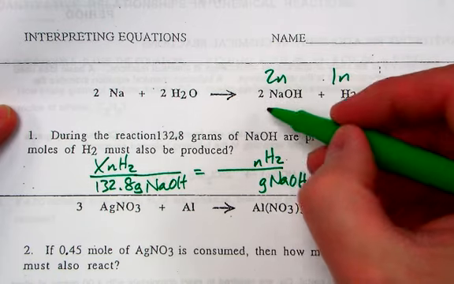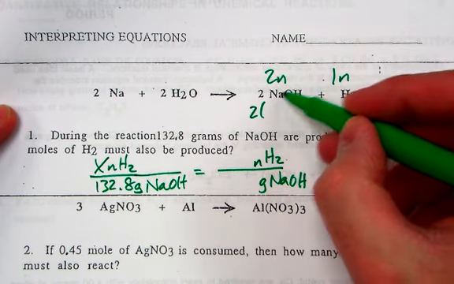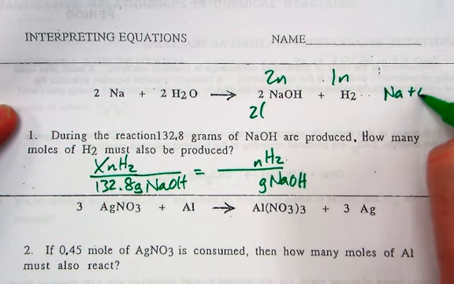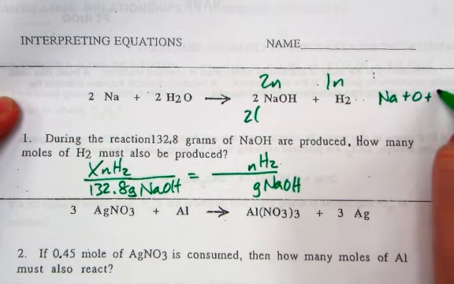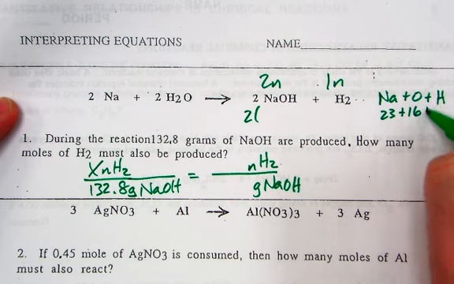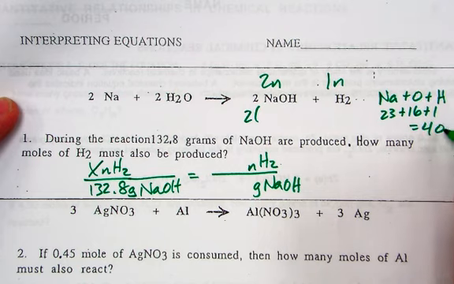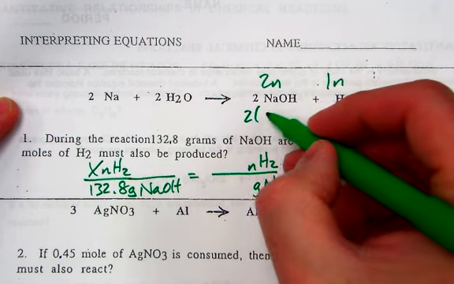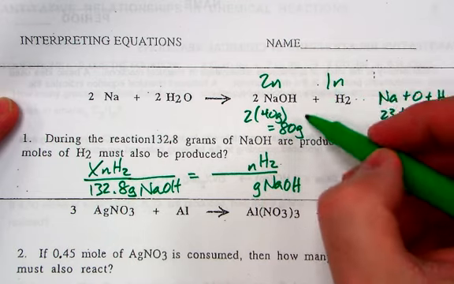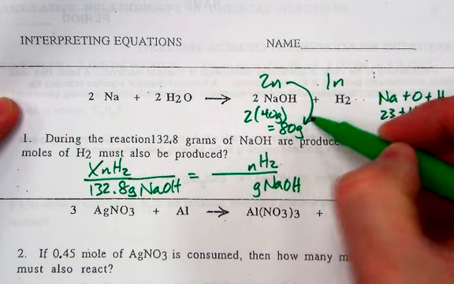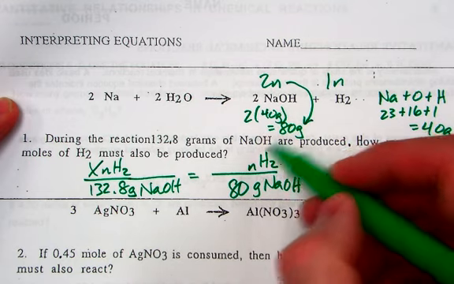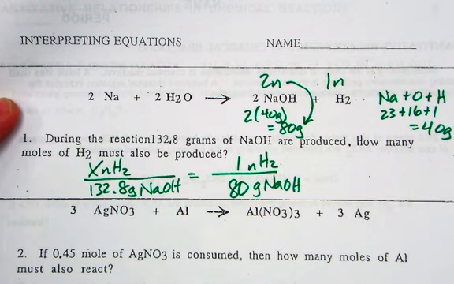So what you would do then is take 2 times the molar mass of NaOH. For NaOH, you have 1 Na, 1 O, and 1 H. So the masses are 23 for sodium, oxygen is 16, hydrogen is 1. That's going to add up to 40. So 2 times 40 grams is going to be 80 grams. In other words, 2 moles of NaOH has a mass of 80 grams. So I'm going to put 80 on the bottom here, and then for moles of H2, I'm going to put a 1. And it's just that easy.